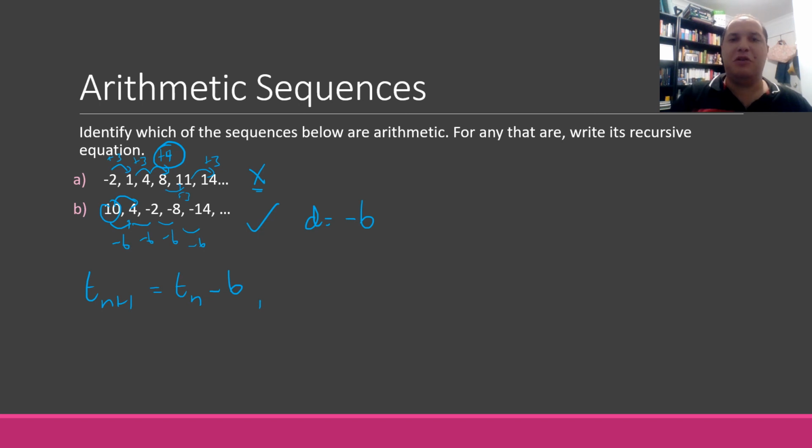And then we also need our first term. We need to know where we start. So T1, that's a comma. Our first term is 10. So starting at 10, we just subtract 6 to get to each next term as we go. And there's our written definition, our recursive definition of our arithmetic sequence.